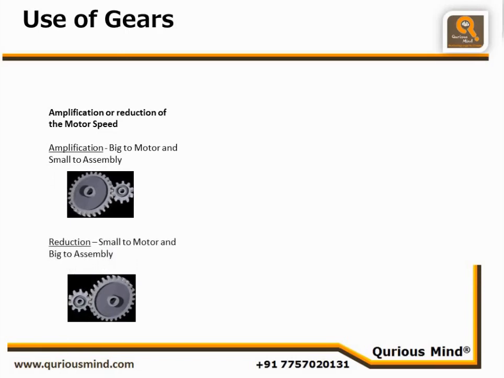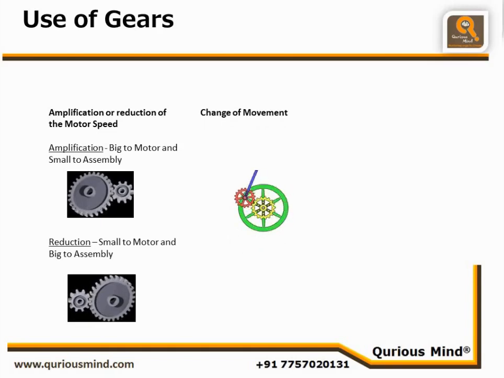The increase or reduction in speed is directly proportional to the ratio of the gear teeth. Let's consider an arrangement shown on the screen. The yellow gear is connected to a source of power. The red gear is meshed with yellow gear and is free to move.